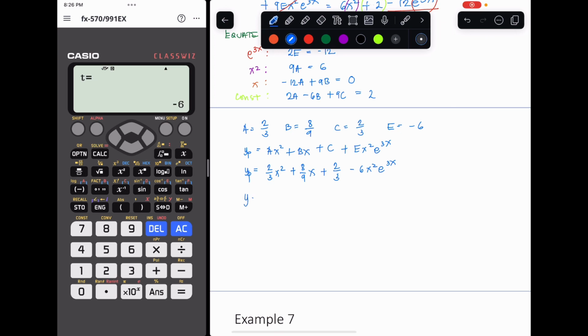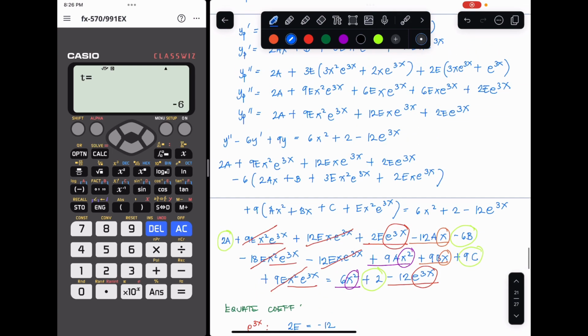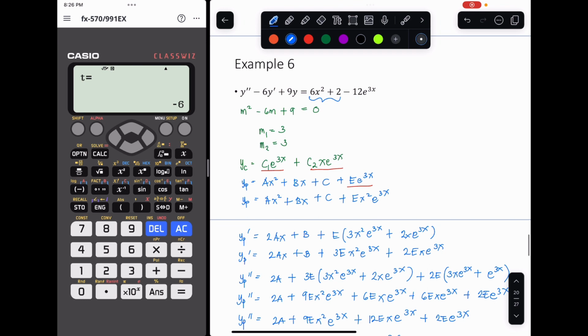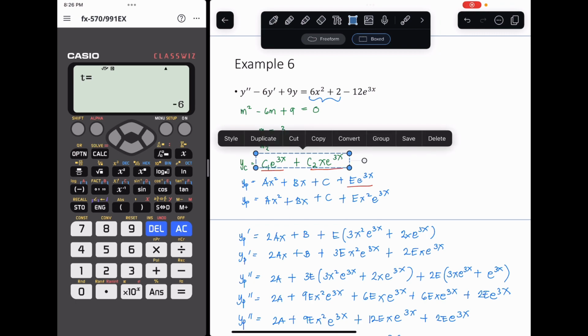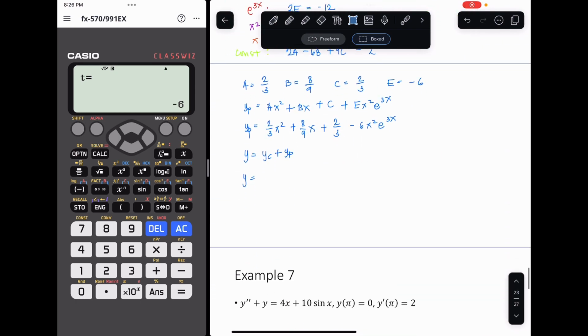And for our general solution, y is equal to yc plus yp. So y then will be equal to the complementary solution, and we copy yp.